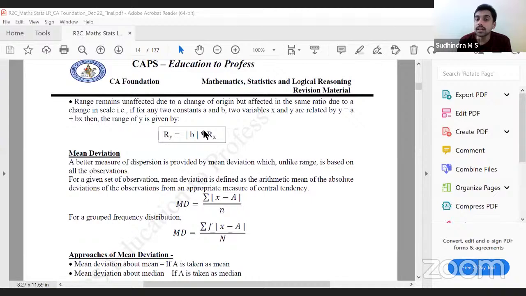Its relative measure is coefficient of mean deviation, mean deviation divided by a into 100. If we had taken mean, mean deviation by mean. If we had taken median, mean deviation by median into 100. Simple.